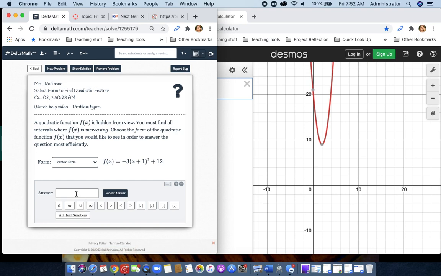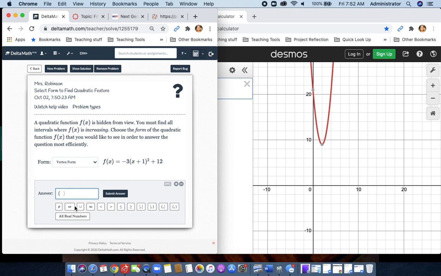So now I'm going to come back here. Again, we want vertex form, and we want to know where it is increasing. All they're asking for is increasing. So look at your notebook, and we've got -infinity, comma, -1. And that's all they're asking for, the increasing interval. I have too many parentheses, so I'm going to go back.